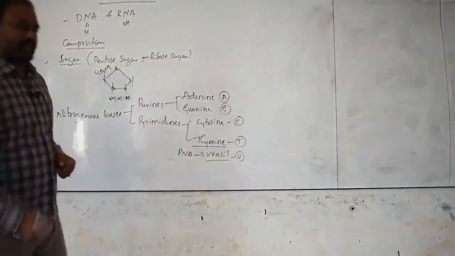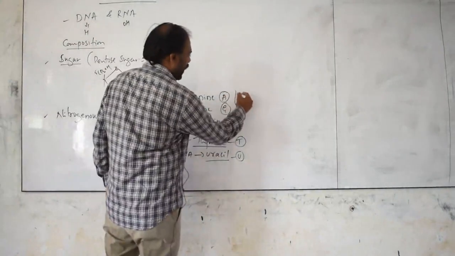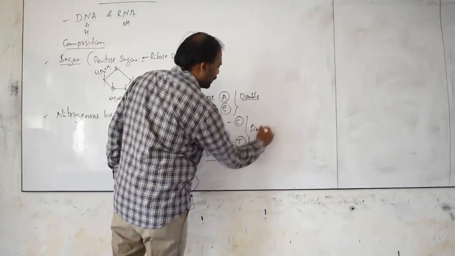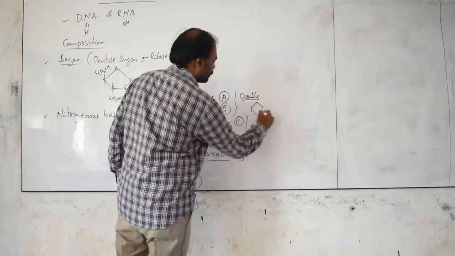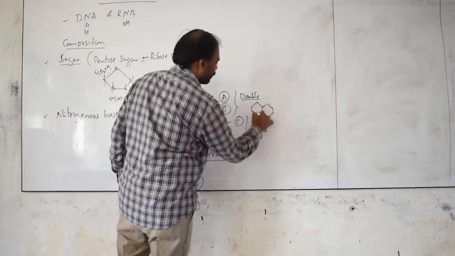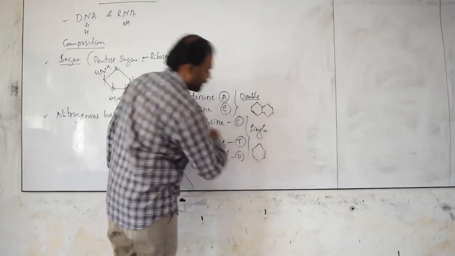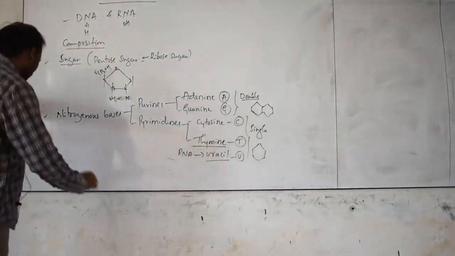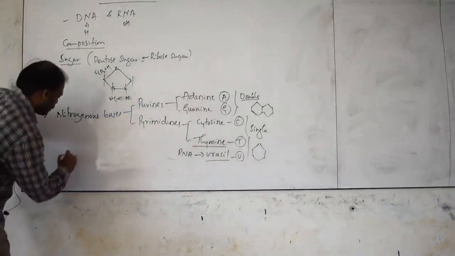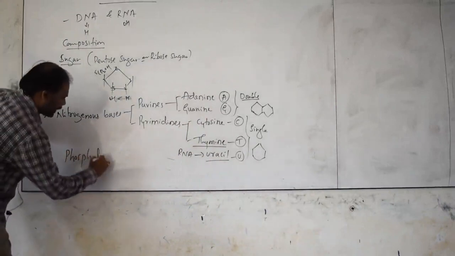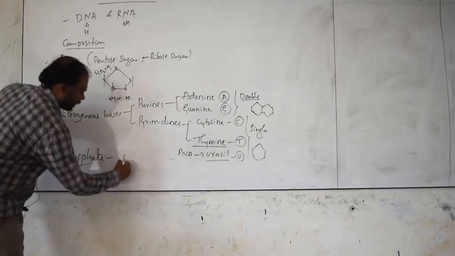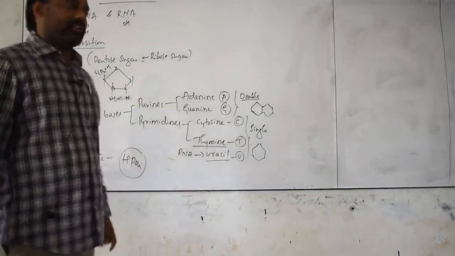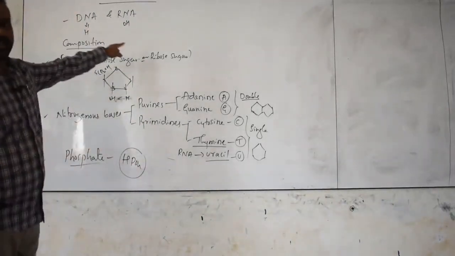So C is cytosine, T is thymine, and U is uracil. This is how we can represent them. I told you yesterday, these two are double ringed, and these three are single ringed. Here you will have it like this. Clear? This is the second one, nitrogenous bases. And the last one is phosphoric acid. It is in the form of phosphate, that is HPO4. This is the third ingredient present in the nucleic acid.